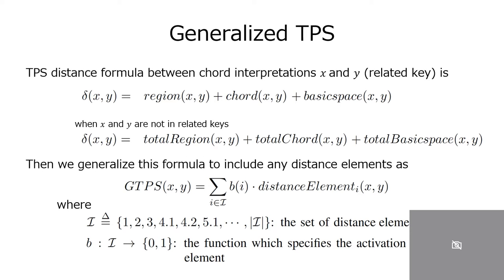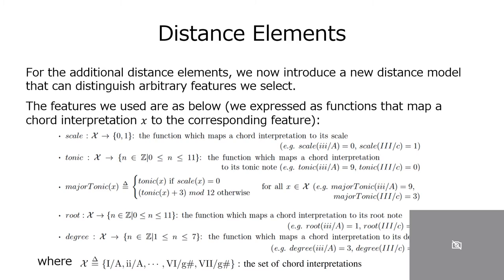The TPS distance formula can be thought of as the sum of three elements. So first, we generalize this formula as the sum of arbitrary distance elements. And with the binary activation function B, we can freely use any combination of those distance elements. Then, for the additional distance elements, we introduce a new distance model that can distinguish arbitrary combinations of features we select. In our experiment, we define these five features.